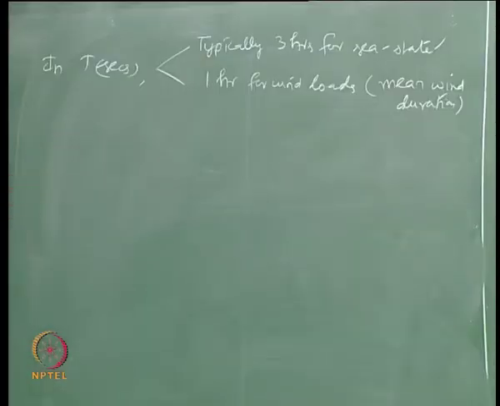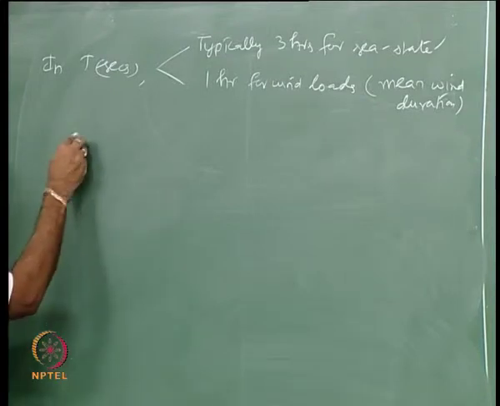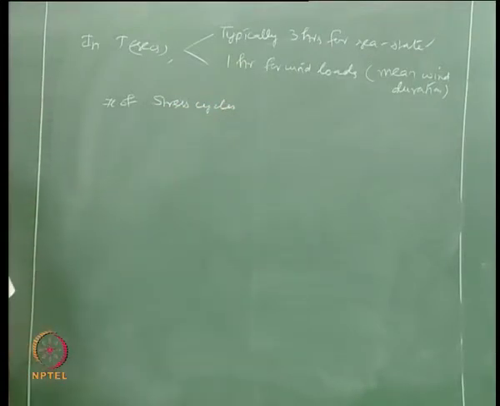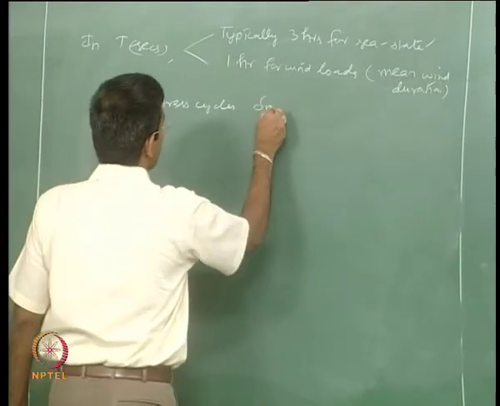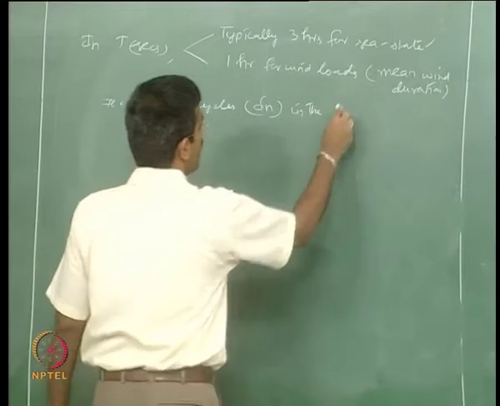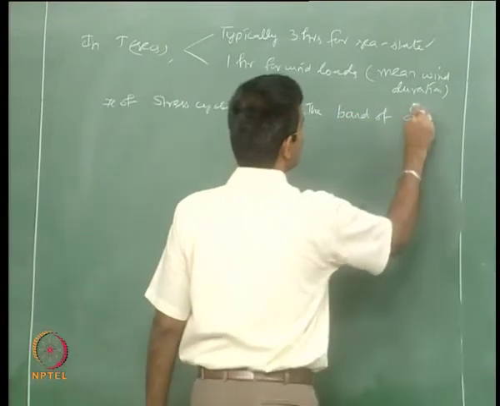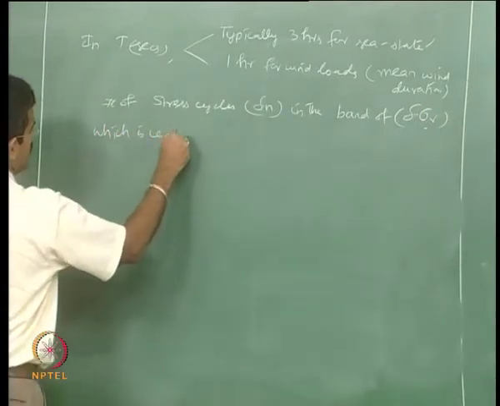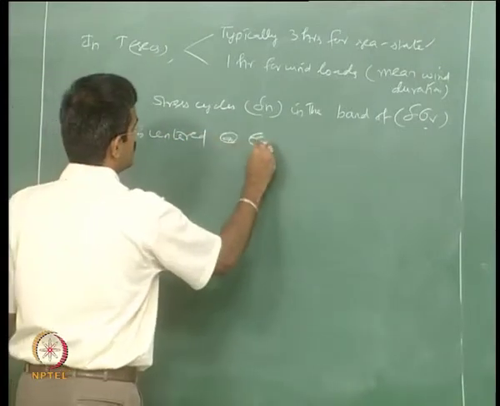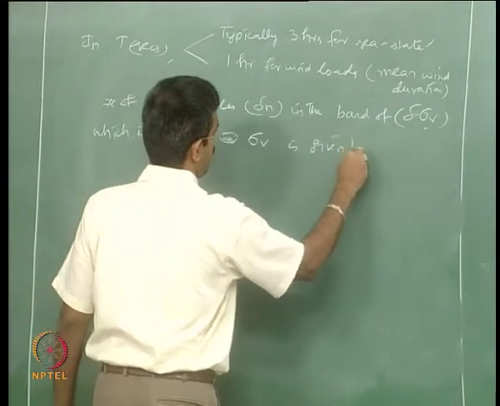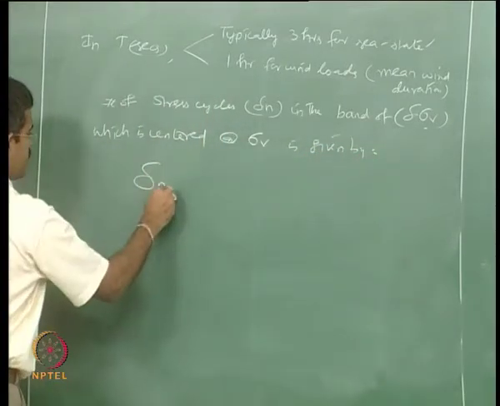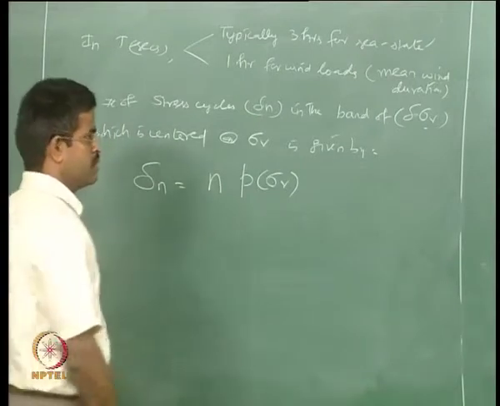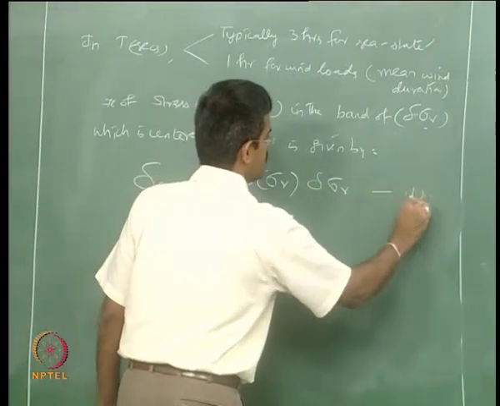So in t seconds the number of stress cycles, which I call delta n, in the band of delta sigma r, which is centered at sigma r, is given by delta n equals n, the probability density function that you already had in the previous case, times delta sigma r. Call this equation number 1.